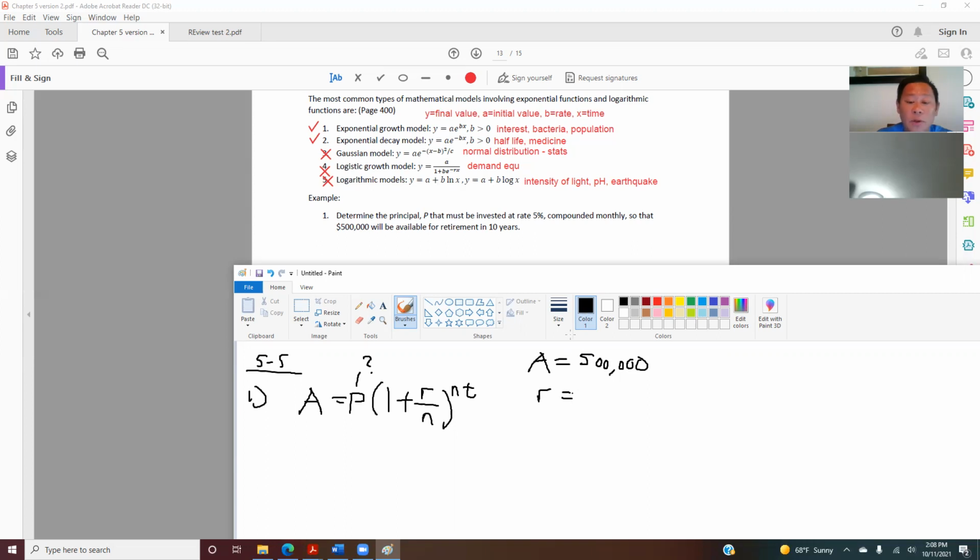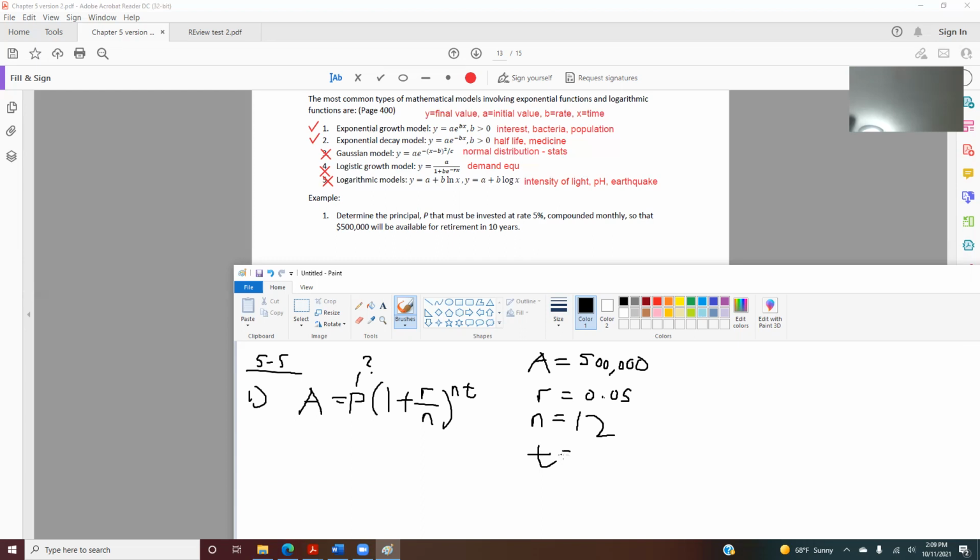R is the rate, so the rate is 5%, and you have to change it into a decimal, 0.05. Anyone know what N is in this case? It's compounded monthly. Monthly means how many months in the year? 12. So that will be your N, 12. And the time is 10 years.